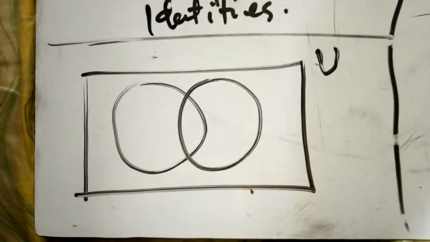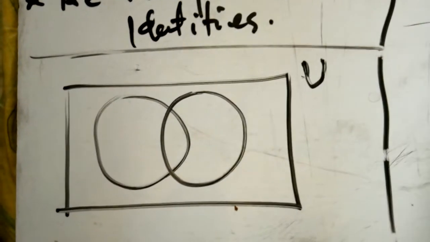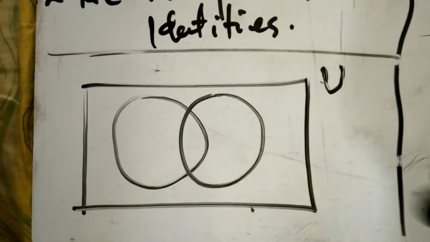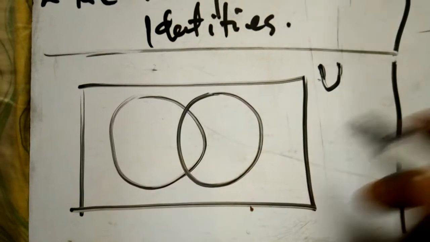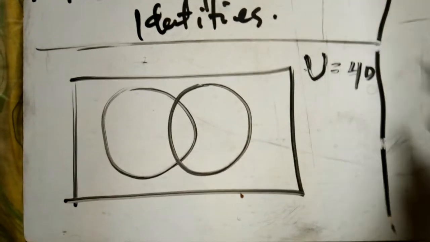Now we have that in a class of 40 students. The question is, where does the 40 belong on the Venn diagram? They say in the class, so the whole class here we have 40. That will be the universal set, everybody in the house.